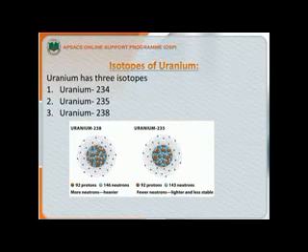Isotopes of uranium. Uranium has 3 isotopes: uranium-234, uranium-235, and uranium-238.